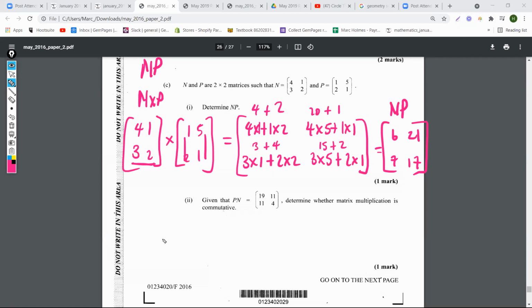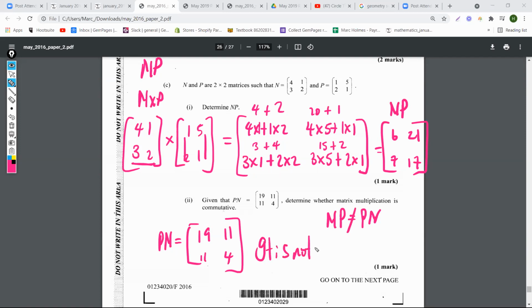All right, so this one says, given that PN is equal to 19, 11, 11, and 4, determine whether matrix multiplication is commutative, meaning that NP is equal to PN. So it's not commutative, guys.